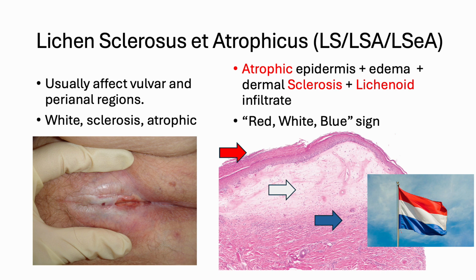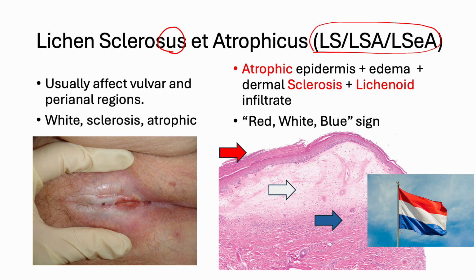Next disorder is the lichen sclerosus atrophicus. Remember, this one is a U instead of I. Not lichen sclerosis, but lichen sclerosus. And the abbreviation, sometimes if you got the biopsy requisition from those dermatologists or dermatology residents, they like to put abbreviations. LS, LSA, LSEA, all of them are the same thing.